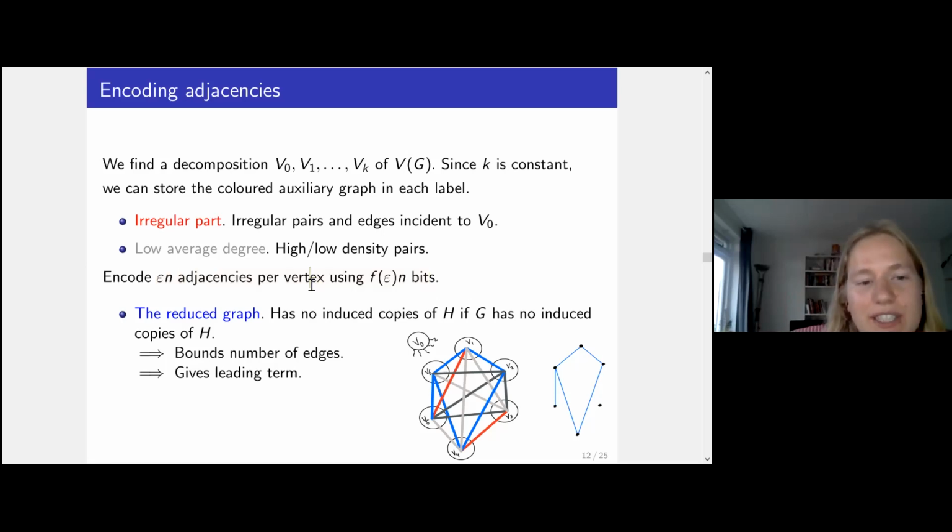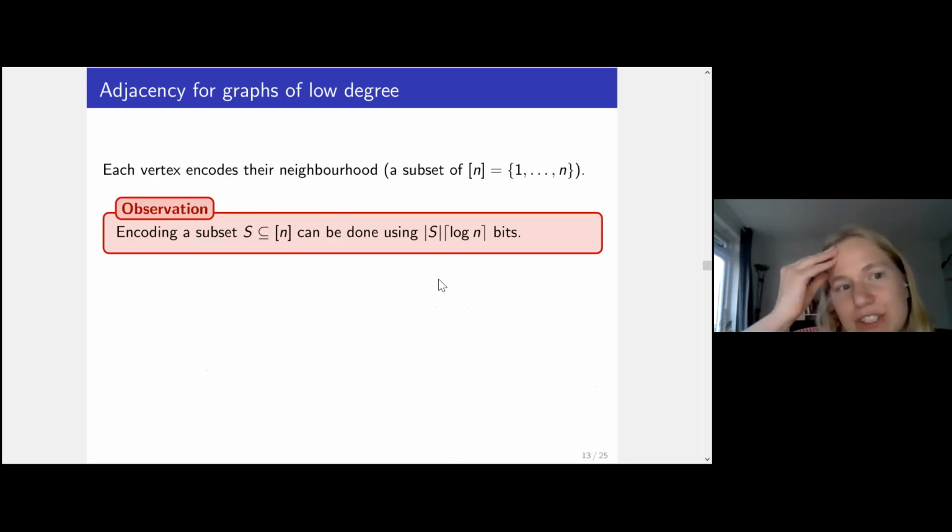And I'll just tell you a little bit now about this step, because I think it also uses something interesting which I hadn't seen before. So now what we want to do is encode a small number of adjacencies for each vertex. So each vertex is just going to write down a list of its neighbors, as we saw before, basically.